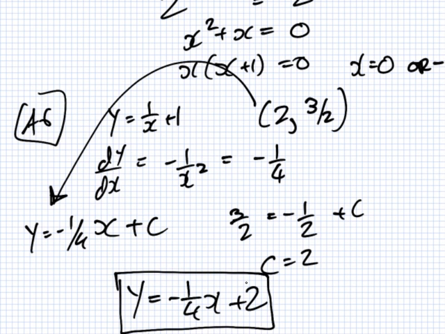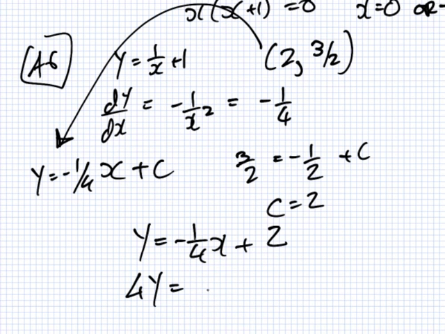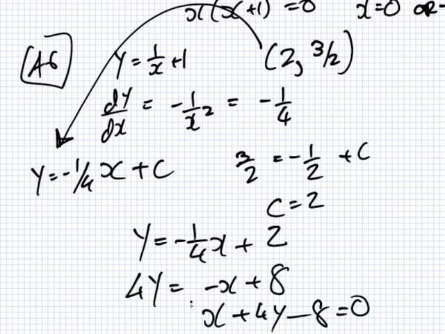Outrageous. That is disgraceful. How bad of me. Right, four. So I should multiply by 4. So I get x plus 4y minus 8 equals 0. No, because the question says a, b, c are integers, and integers are like this, not fractions. And what was the last one we said? 8.